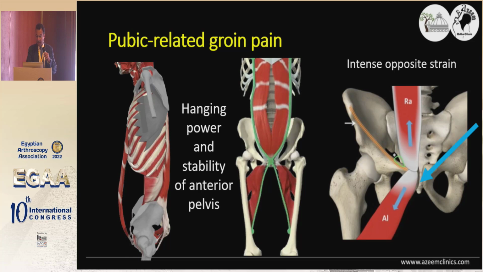If we think about the pathology of each area, the pubic-related pain is an imbalance or an abnormality between the hanging powers of the anterior pelvis, between the abdominal muscles, especially the rectus abdominis, and the adductors of the hip. So if you have an imbalance between these 2 powers, like a strain in one area and overpower against the other one, you will find hypermobility of the symphysis and pubic-related groin pain.